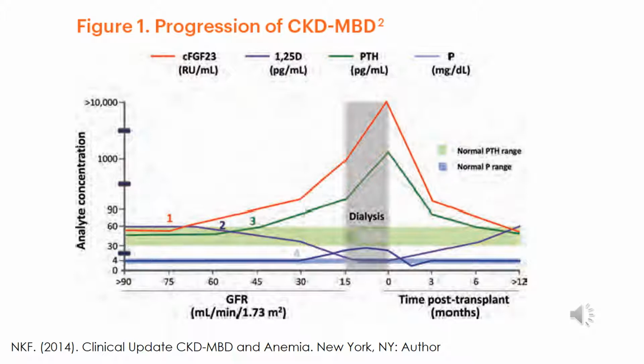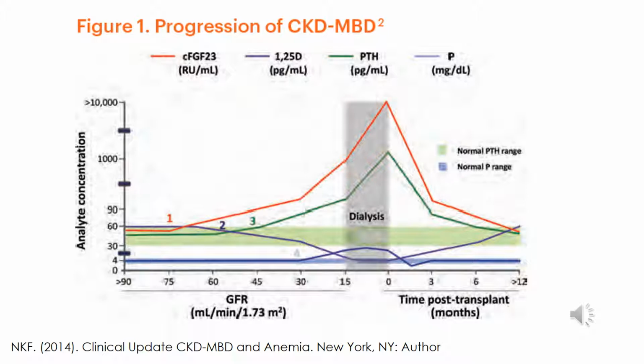the earliest detectable alteration in mineral metabolism in chronic kidney disease is increasing circulation of the fibroblast growth factor, the FGF. That happens early. In this graph, it's showing you right around a GFR of 75. Elevated FGF23 also is an independent risk factor for progressive kidney disease in patients with chronic kidney disease and a predictor of mortality in patients with chronic kidney disease. So this is a marker that nephrologists will keep an eye on.